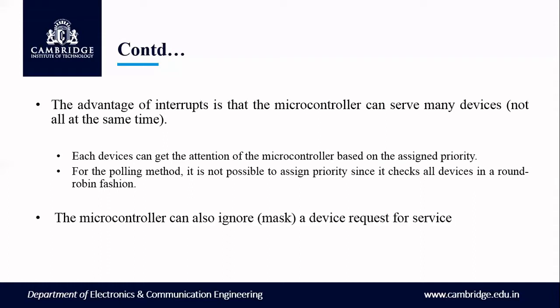The microcontroller can also ignore a device request for service. For example, if the microcontroller is doing a very important task, it doesn't want to interrupt its normal execution and serve the interrupt. So in that case, it can ignore a device request for service. That is also possible. We can mask the interrupt through instructions, or if you are not enabling the interrupt, then you will not be receiving any interrupts.